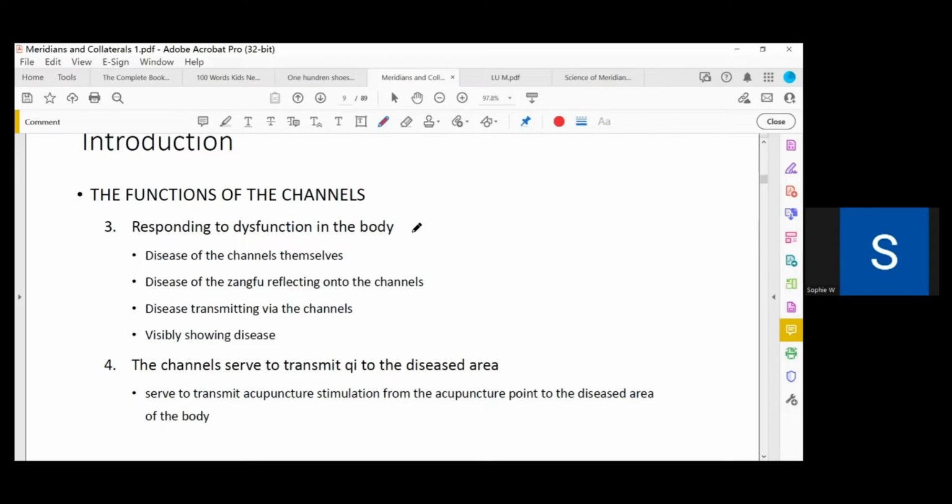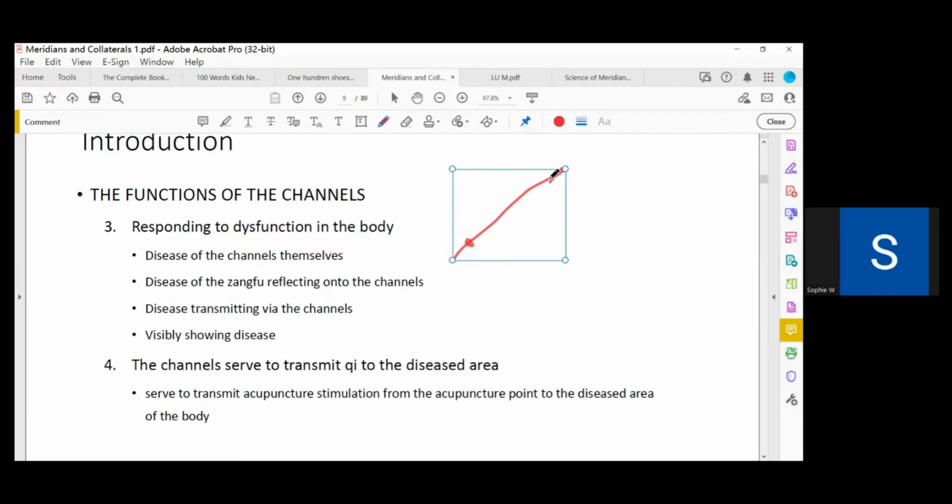For example, for some acupoints, there's a point here. If this meridian has something wrong, when you press this point on this meridian, you will feel it's very painful. So, the disease of the channels themselves, or disease of the zang organs reflecting onto the channels.